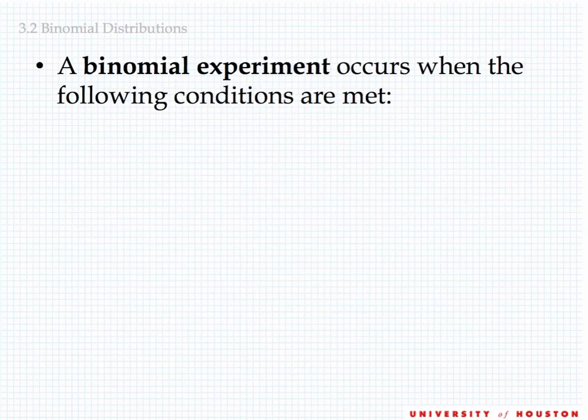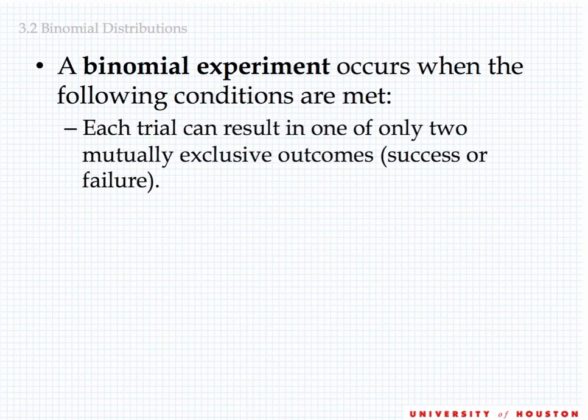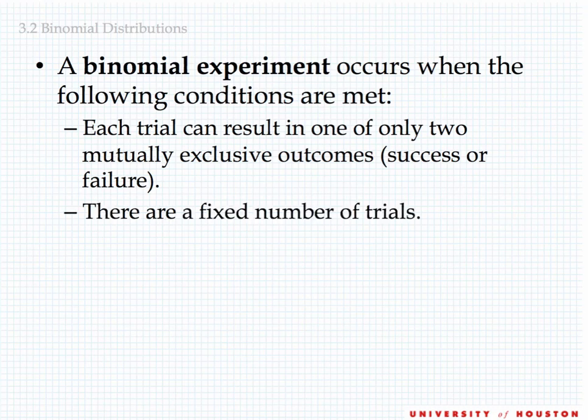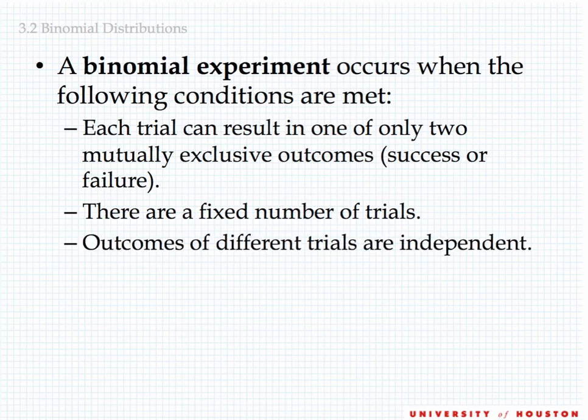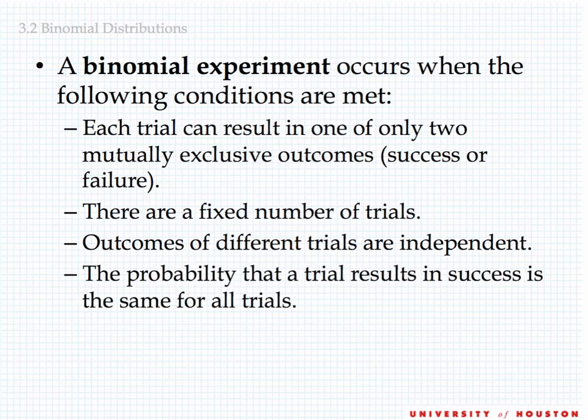A binomial experiment occurs when the following conditions are met. Each trial can result in only one of two mutually exclusive outcomes, which are success or failure. There are a fixed number of trials. Outcomes of different trials are independent. And the probability that a trial results in success is the same for all trials.